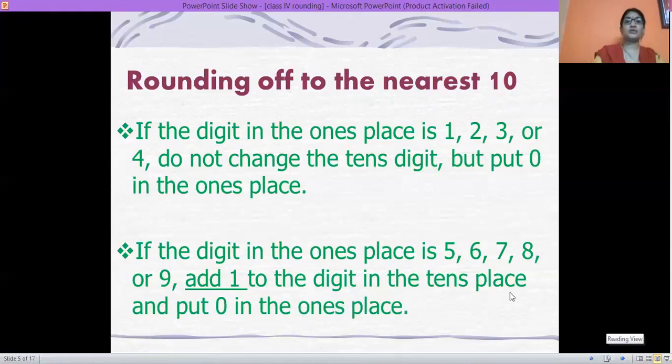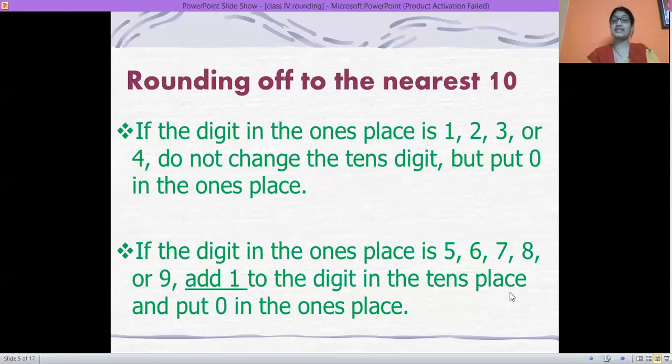So what we are going to do, children, as we are rounding off to the nearest 10, we'll see our tens place and ones place. First, we'll see our ones place. If our ones place is 1, 2, 3 or 4, that is less than 5, we will not change the digit in the tens place, but we'll put 0 in the ones place. Now what about other digits which are on the left side? Yes, all the digits on the left side are retained the same. That is, we are not going to change them.